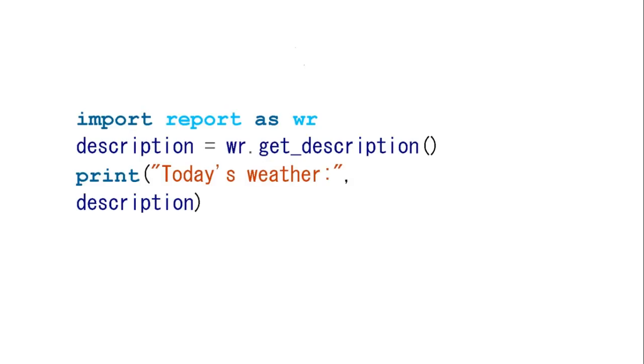Import a module with another name. In our main weatherman.py program, we called import report. But what if you have another module with the same name, or want to use a name that is more mnemonic or shorter? In such cases, you can import using an alias. Let's use the alias wr.